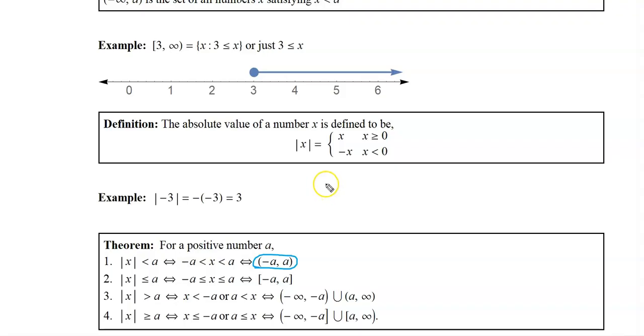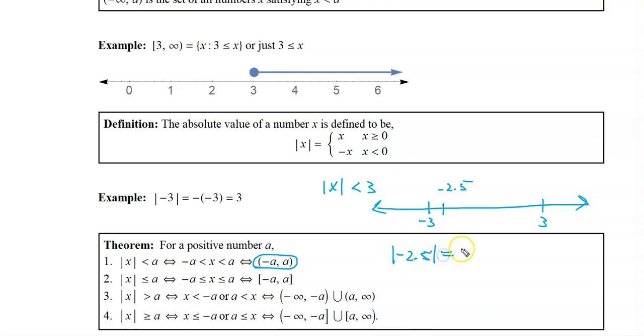For example, if we state what are all the numbers x whose absolute value is less than 3? Well, if we think of the number line here, if this is -3 and this is +3, well, if I pick a number like -2.5, is the absolute value of -2.5 less than 3? Well, yes it is, because the absolute value of -2.5, of course, that's equal to +2.5, and that is less than 3.